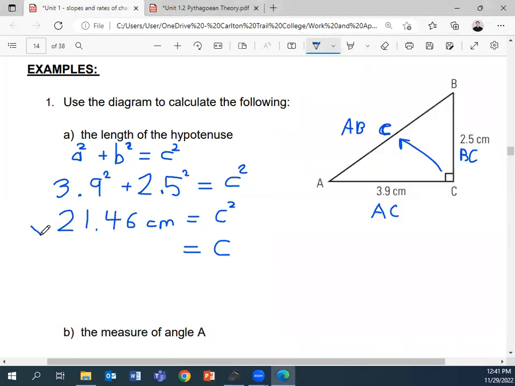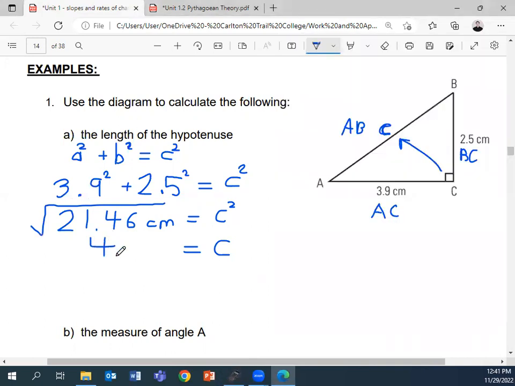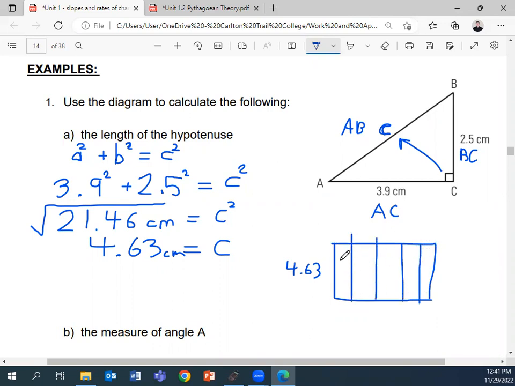So what I did was I took the square root of this. So we can do that, and all of a sudden I get 4.63 centimeters. Again, what that means is if I were to take a line which is 4.63 centimeters, and if I were to square that number, just like how we had those previous blocks, and you counted all the squares, you'd get 21.46 square centimeters. So finding the square root of something is just finding the length of one of those sides.